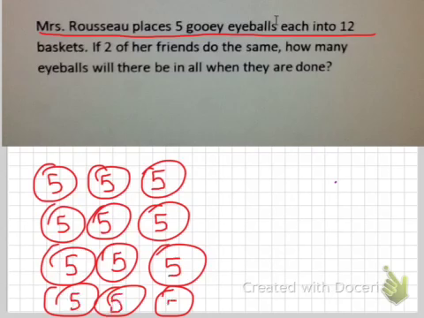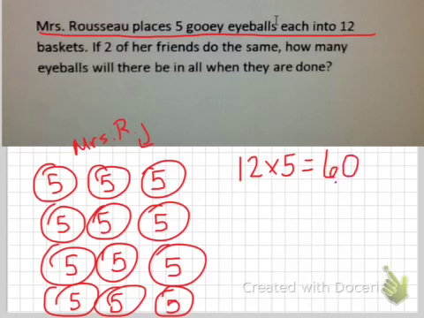I didn't want to spend time drawing the picture of each of the eyeballs. They could put dots. They could put anything. It's just to try to see it all in front of them. So this is what Mrs. Russo did. So I'm going to put Mrs. R down here. So she put 5 in each of the 12. So that's going to be 12 baskets times 5 eyeballs. Well, 12 times 5 is 60. So in all she has put 60 eyeballs.